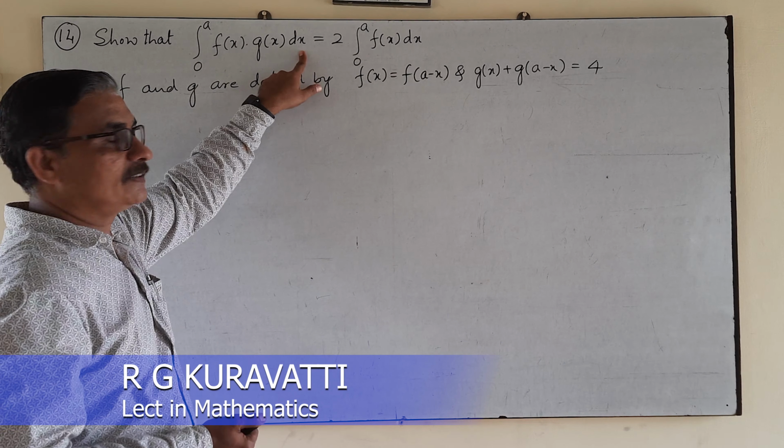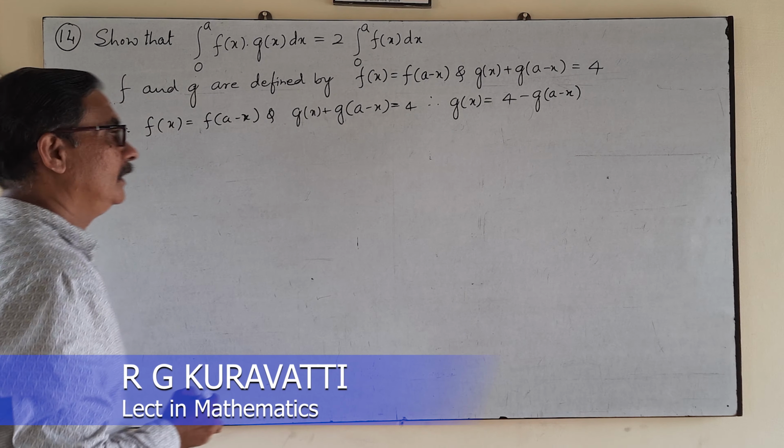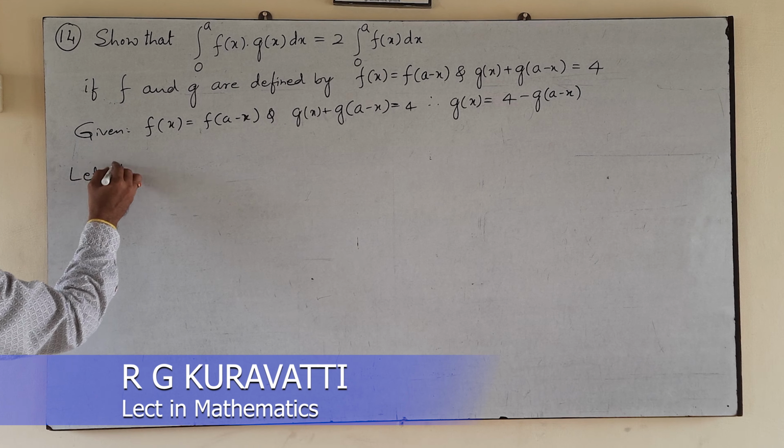Now using this, therefore g of x is equal to 4, that term goes to the right side, minus g of a minus x. Correct? Now let us take the LHS part. I is equal to integral from 0 to a of f of x into g of x with respect to x. That is integral from 0 to a. f of x value is f of a minus x. What is g of x? g of x value is 4 minus g of a minus x. Substitute the values: f of x is given as f of a minus x, and g of x is 4 minus g of a minus x.